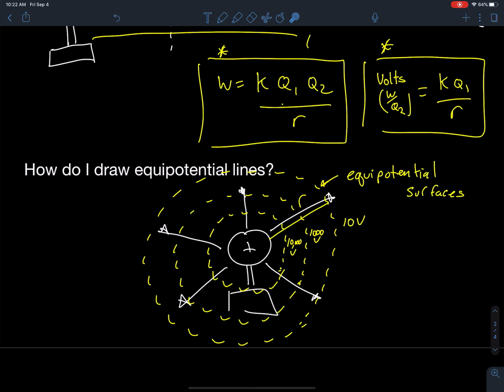So the next question is, if I was a charge over here and I moved to this point, how would I be able to use the voltages to calculate how much work I had to do, or energy that I had to put in, to take a charge from here and move it to here, or to take a charge from here and move it to there?